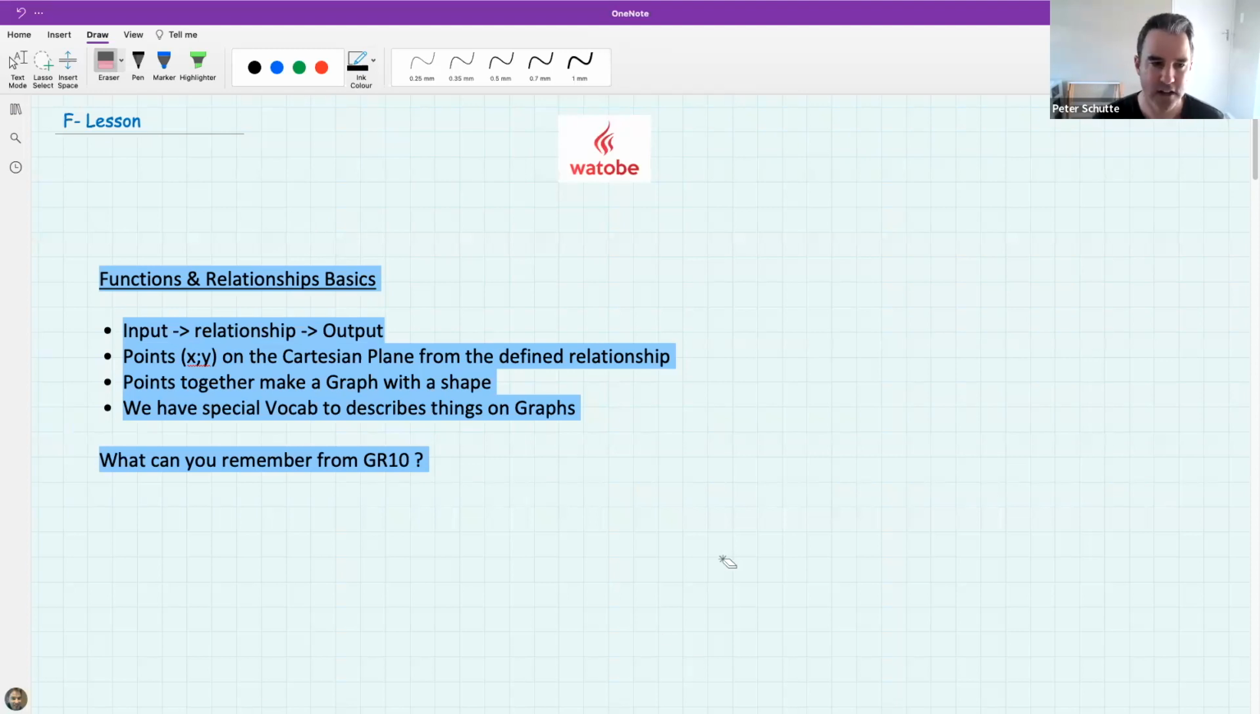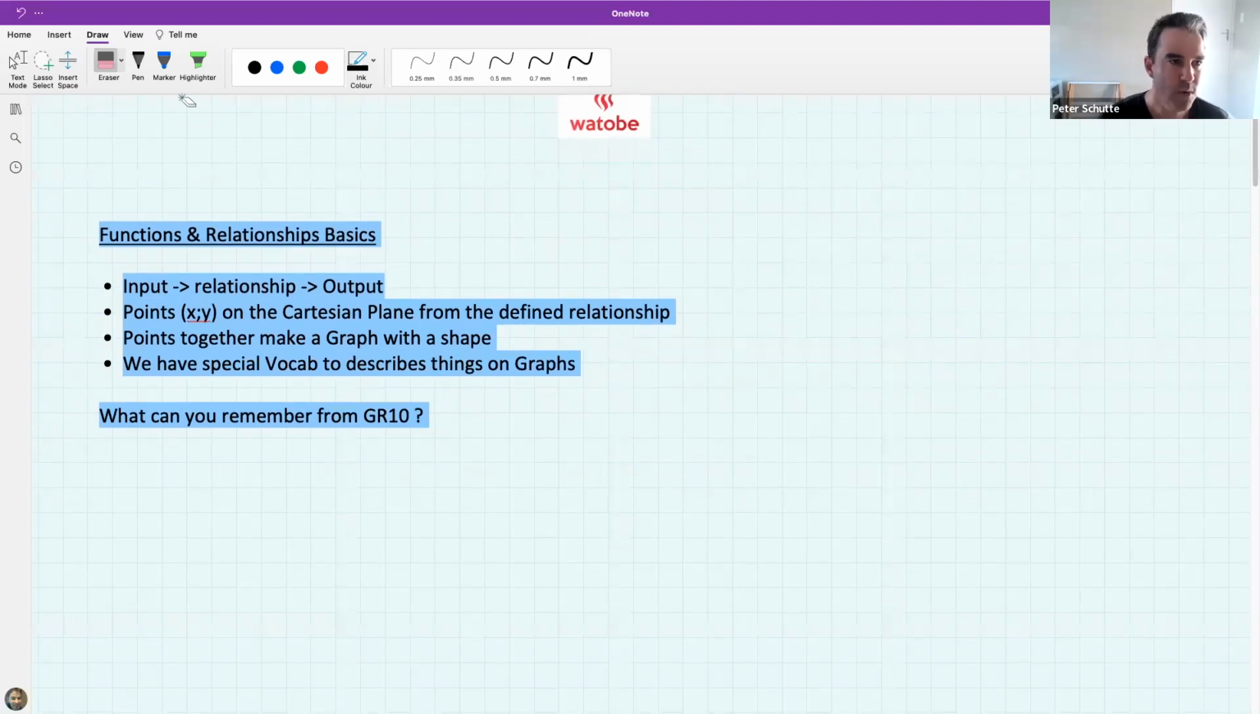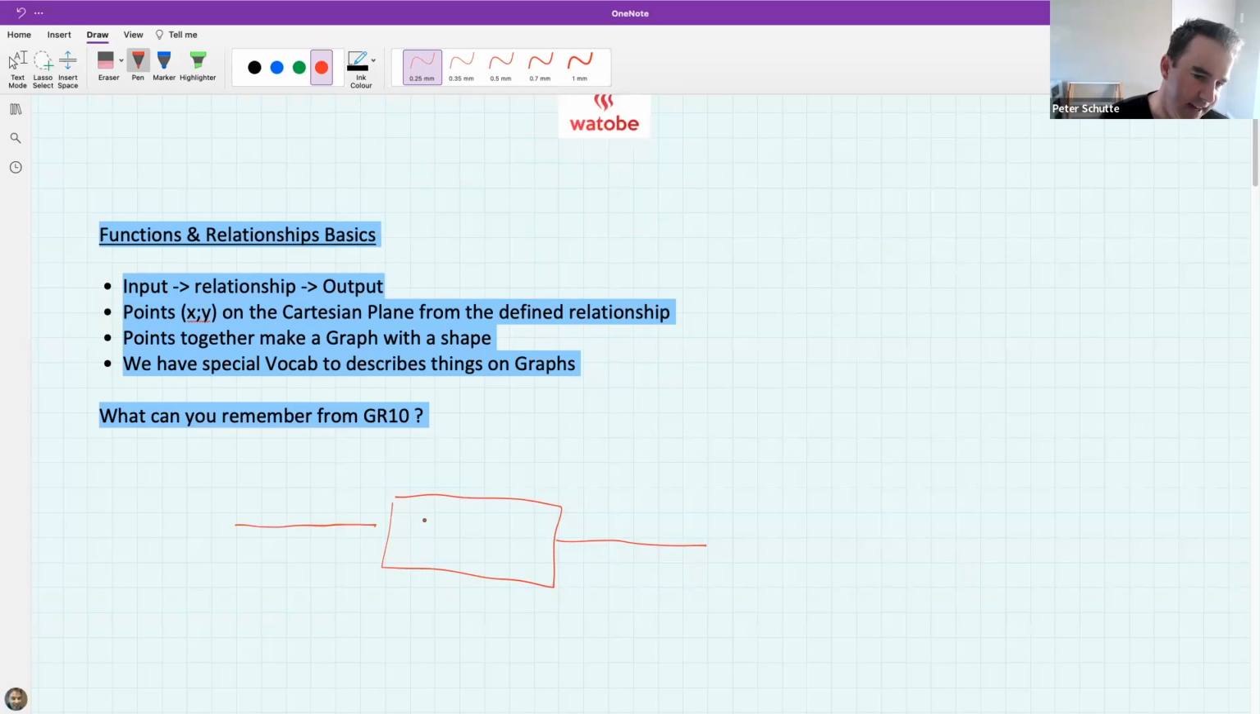So when we go back to the topic functions, it really depends on a couple of basic ideas, and I want to make sure that we all have those basic ideas. The idea behind a function is that there's some input, there's some rule or relationship, and there's some output. Sometimes the rule could be written like 2x plus 1. And if my input was 3, what is my output going to be?